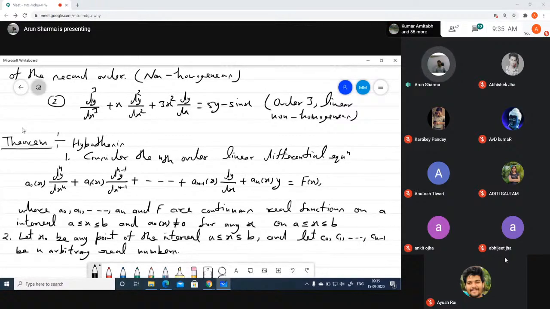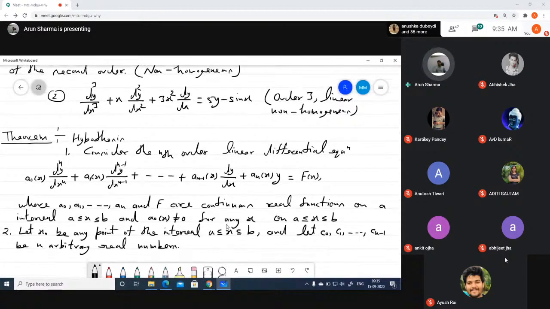So this a naught, a1, an minus 1, an, and this f(x), they are real continuous functions on this interval. Okay, this is important. And we are taking x naught to be any point in this interval. Okay, these I will use later on. It's like these real numbers, or better if you write, real constants.